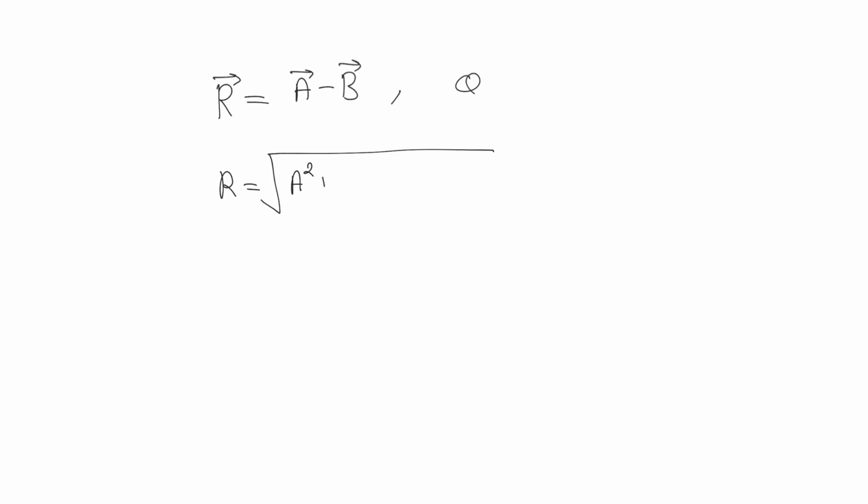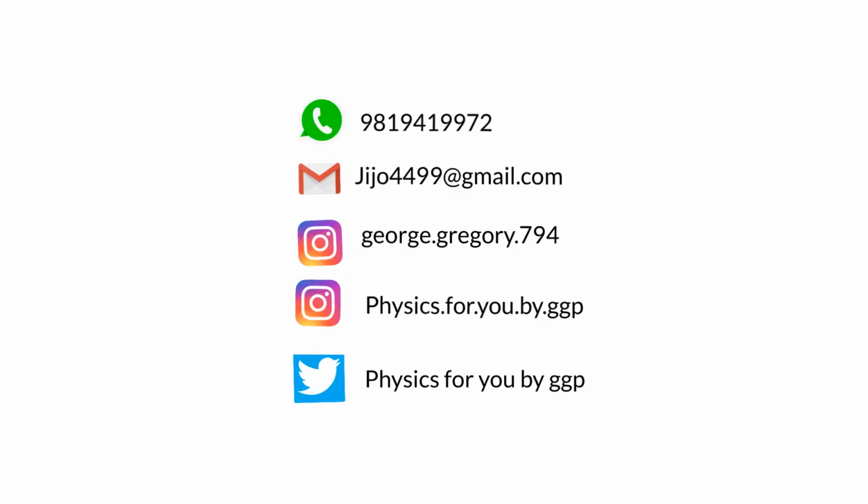So for subtraction, remember that if r vector is equal to a vector minus b vector, and the angle between a vector and b vector is theta, then the magnitude of a minus b is equal to under root of a square plus b square minus 2ab cos theta. You should remember this equation. Hope you understood the subtraction of vectors.